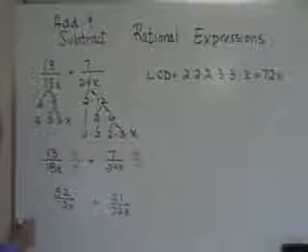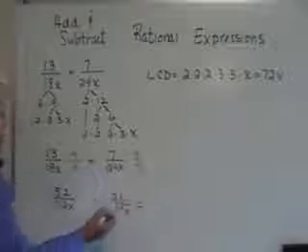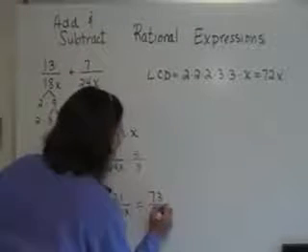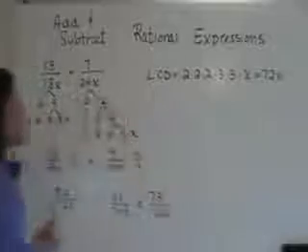And now I'm ready to add. Looks like the numerators will add to be 73 over 72x. I cannot reduce this. This problem is complete.